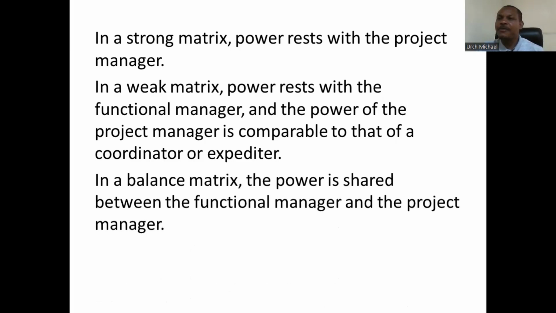But we also have the balanced matrix organization. Here, the power is shared between the functional manager and the project manager. So it's clearly defined here. Now, in this case, you can say there's a 50-50 power sharing between the project manager and the functional managers. So these are two bosses with the same rights. The project manager is at the same level as the functional manager, the head of department.